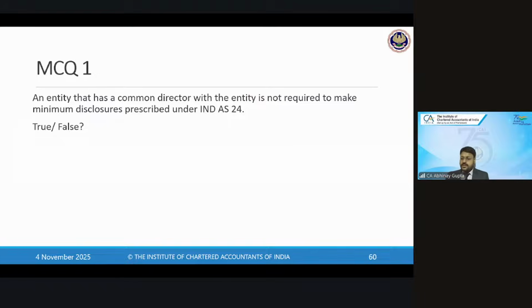So that was it from me on this related party disclosure standard. Let's try our knowledge on these MCQs, picked up from your past examinations. Let's see how much we have understood in today's session. An entity that has a common director with the entity is not required to make the minimum disclosure prescribed under Ind AS 24. True or false?